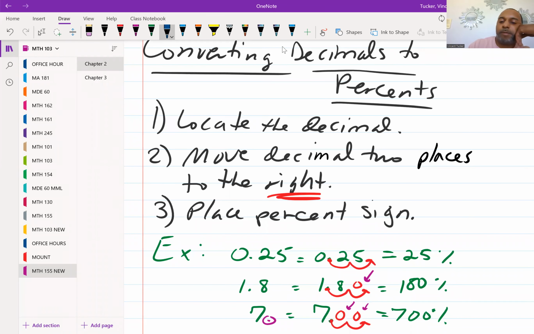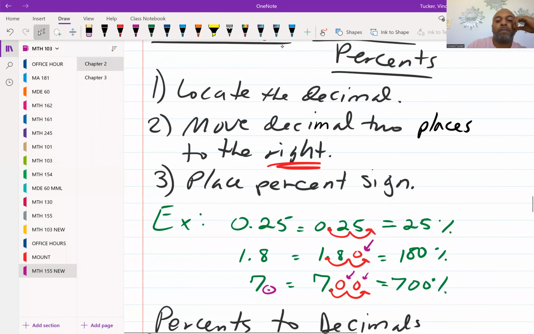We have three examples here. 0.25, we're going to take that decimal, move it two places to the right, and then place the percent sign, which will give us 25%. 1.8, there's only one value to the right of that decimal, so we're still going to move the decimal two places to the right, but then we will use a zero as a placeholder. So that would be 180%. And then for the number 7, when you don't see a decimal at all, it's assumed to be to the right of the rightmost digit. So it'll be to the right of that 7. Moving it two places to the right, we will need to use 2 zeros as placeholders, and that would be 700%.